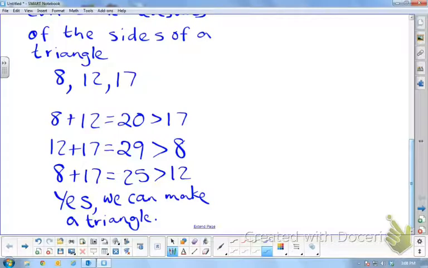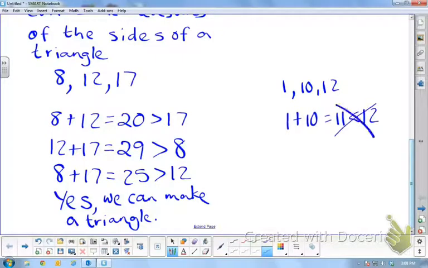If I had, for example, 1, 10, and 12, I can try and add those first two together. 1 plus 10 is 11, but 11 is less than that third side. We don't like that. That doesn't make a triangle. So no, we couldn't make a triangle with those three sides.